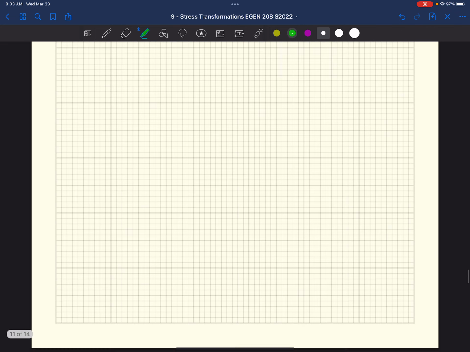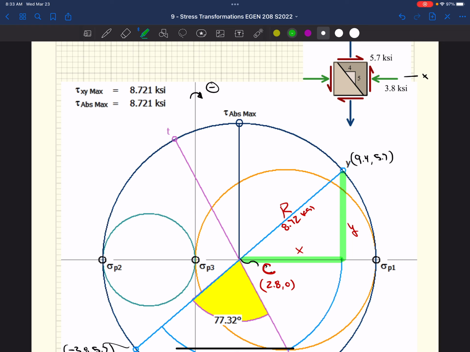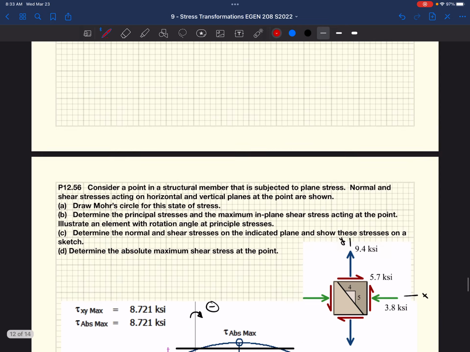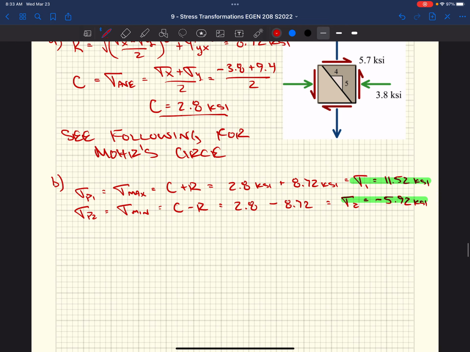Well, what's our maximum in-plane shear stress? Not a trick question. 8.72, right? It's the radius. It's always the radius is our maximum in-plane shear stress. It's the radius of our in-plane circle, right? The circle we drew, the outside circle. So this is the radius. So tau max in plane equals the radius, 8.72 KSI.